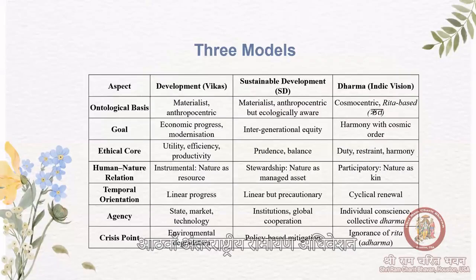What is the crisis point? Environmental degradation is the crisis point in the context of development. Policy-based mitigation in sustainable development. And in Dharma, it is ignorance.